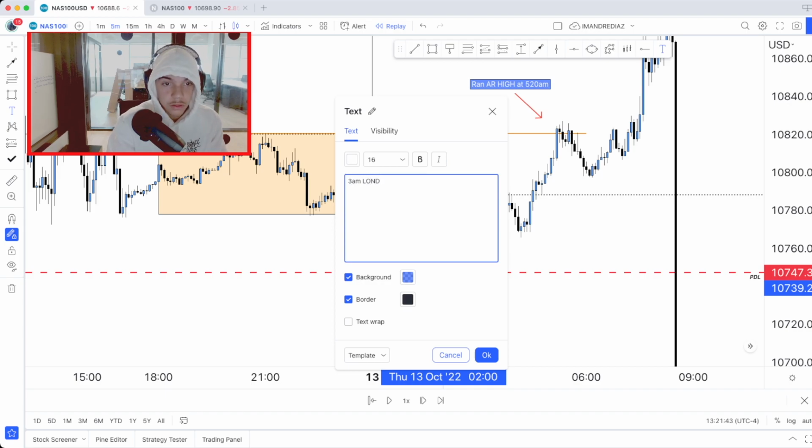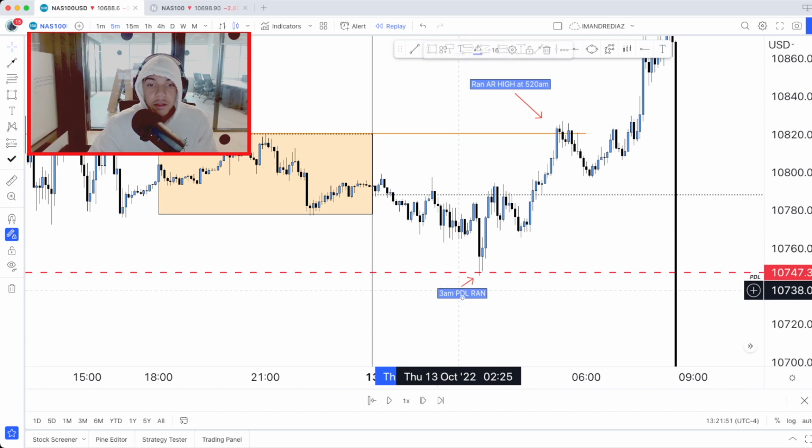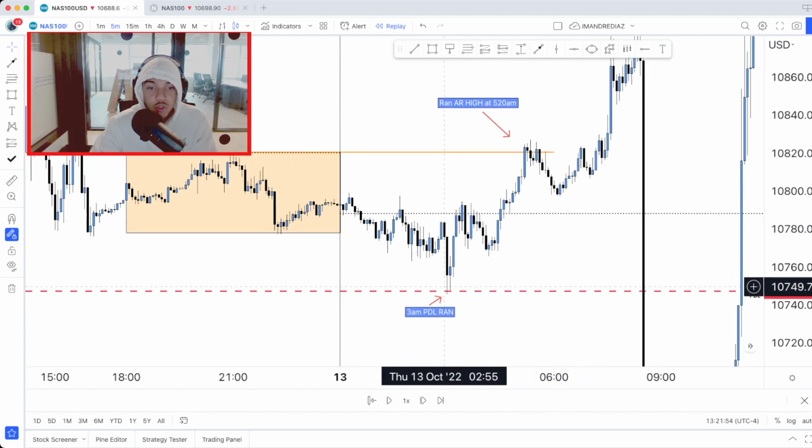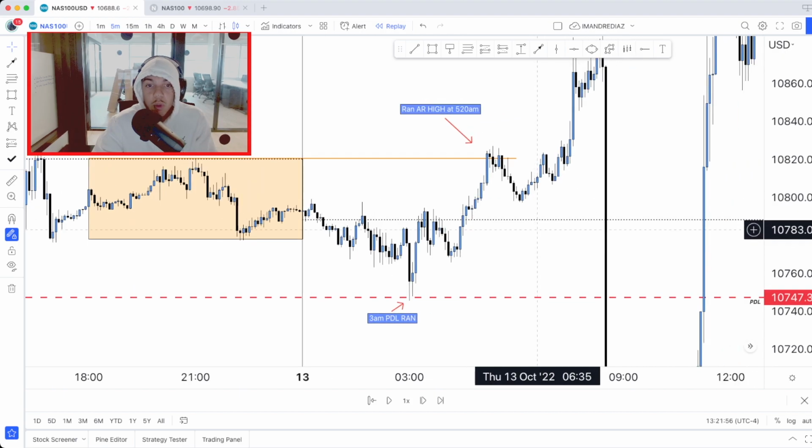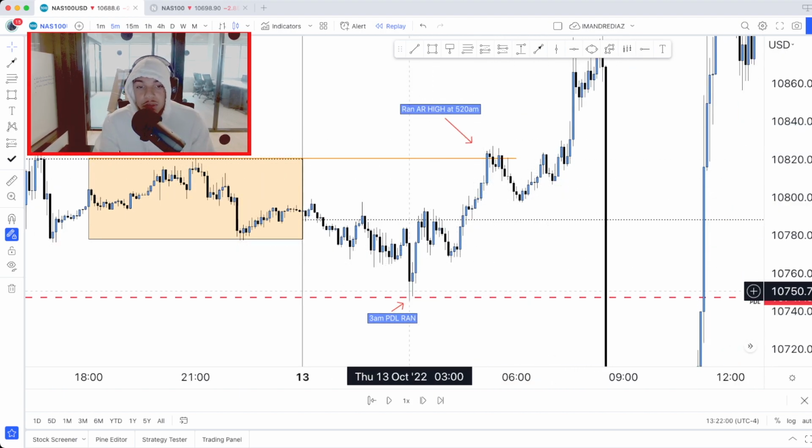London, I'm going to say at 3 a.m., the previous day's low got ran. Just like that. And why is that important? Because this could have been a sign of a potential continuation day. Even though it wasn't, and even though this wasn't a long-term move, these are all signs that I want you guys to pay attention to.